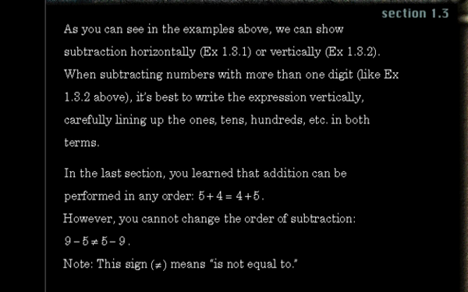In both terms. In the last section, you learned that addition can be performed in any order. 5 plus 4 equals 4 plus 5. However, you cannot change the order of subtraction. 9 minus 5 is not equal to 5 minus 9. Note, this sign means is not equal to.